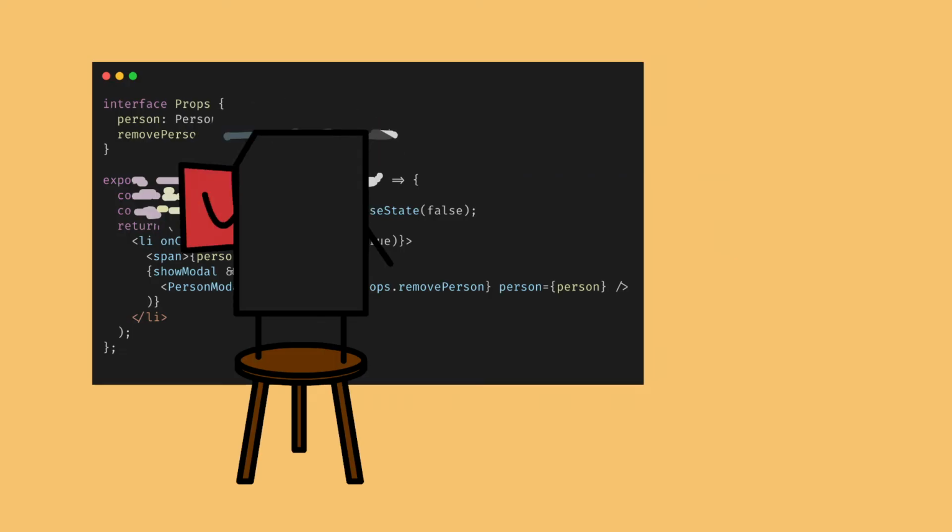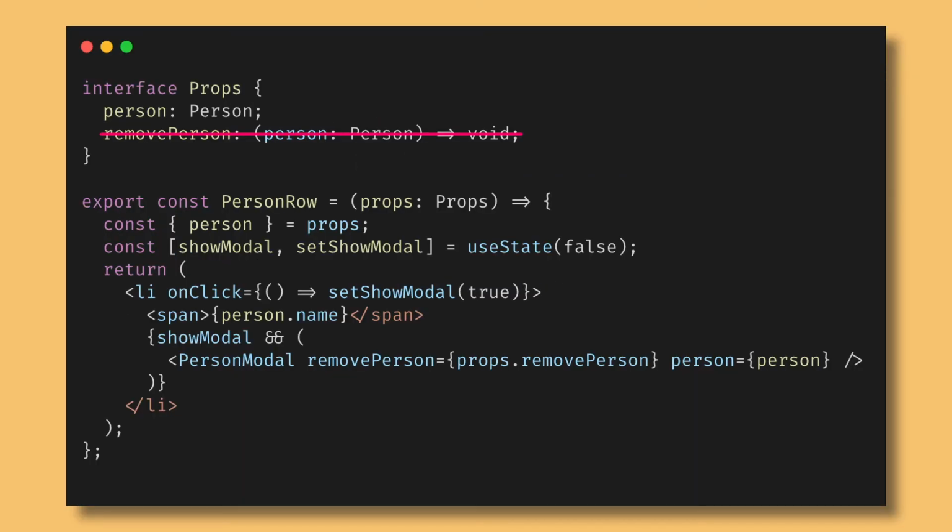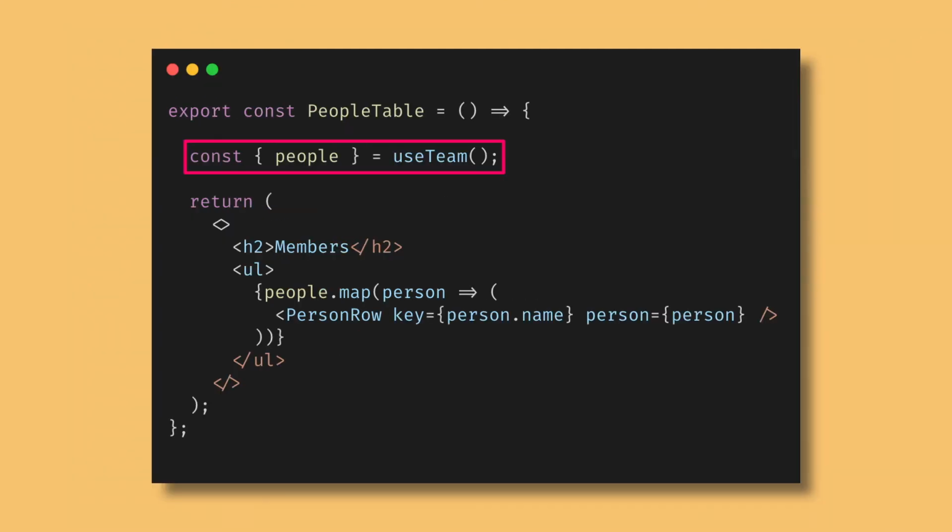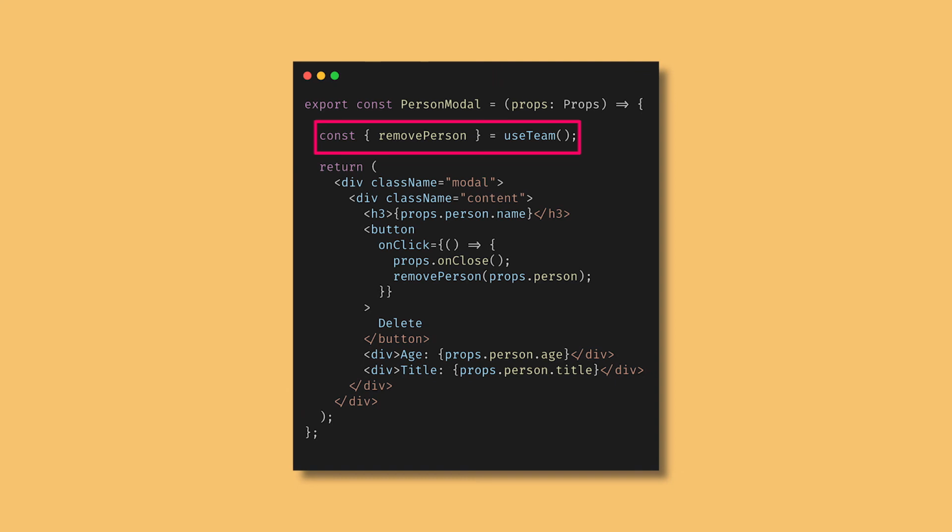Okay, let's go back and clean up our components. First, we can delete people and remove person from everywhere that doesn't need it. People table accesses the list of people in the context through the useTeam hook. Person still gets passed to each person row. Person modal gets remove person from useTeam.